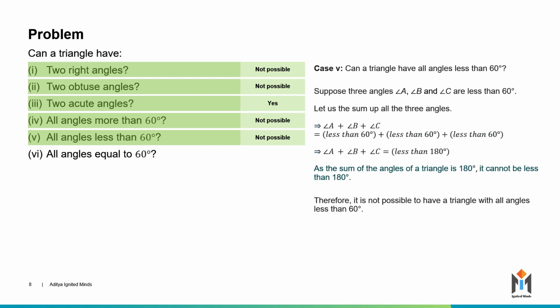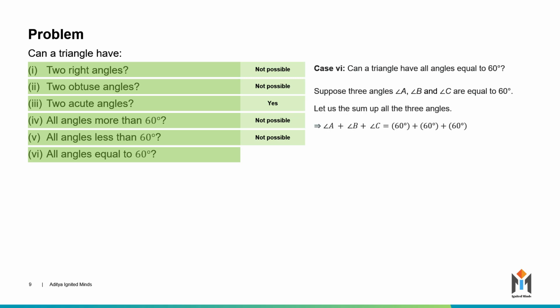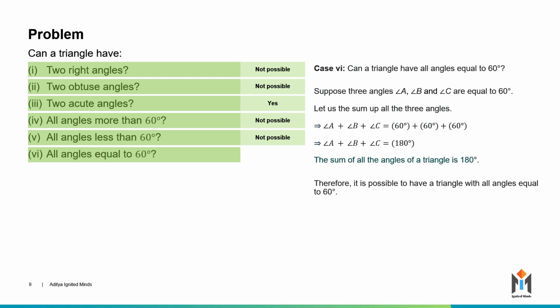Now going back to the last scenario here, can a triangle have all the angles equal to 60? Well, let us see whether it's possible or not. Let us assume that these three angles A, B, C are each equal to 60 degrees. If we sum up all these three angles, we get A plus B plus C equal to exactly 180 degrees. In fact, this exactly matches the angle sum property of a triangle, where the sum of all the angles should be exactly 180 degrees. Therefore, it is possible to have a triangle with all the angles equal to 60 degrees.